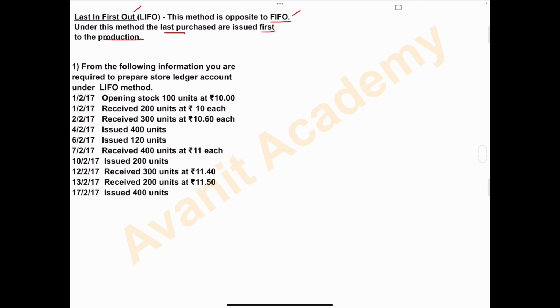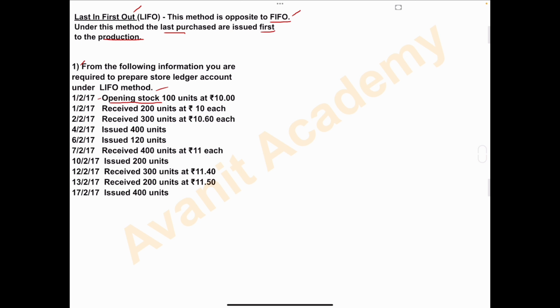Let's solve the problem on this method. Problem number 1. From the following information, you are required to prepare store ledger account under LIFO method. 1st February 2017, opening stock 100 units at rupees 10. So this opening stock will take under balance.